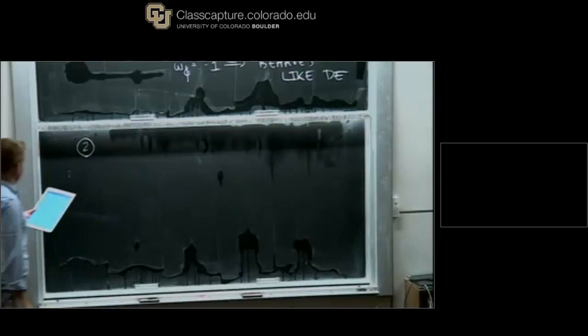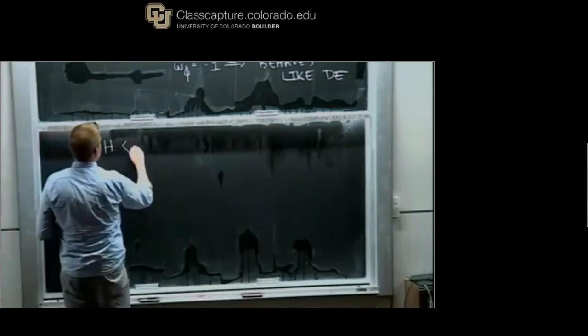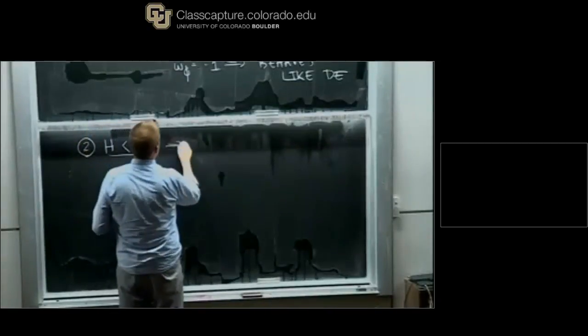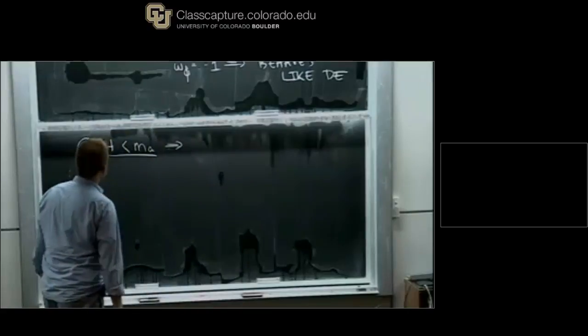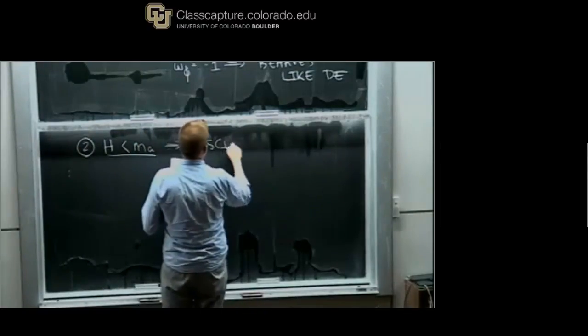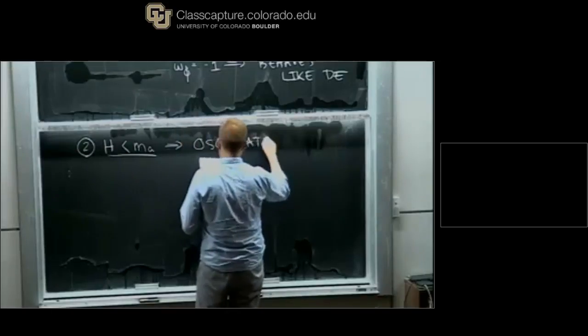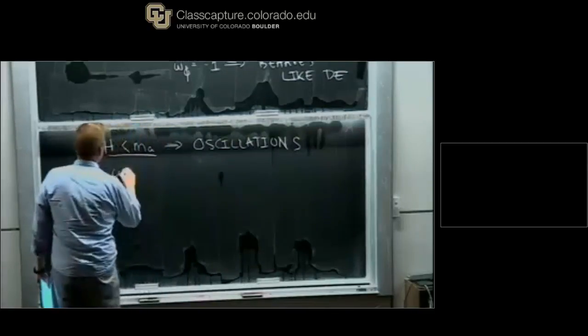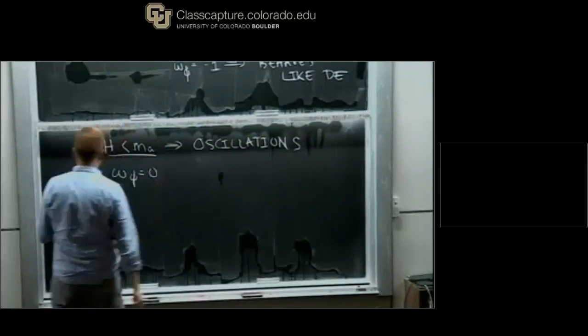The other case is if Hubble is less than the mass. Then you can ignore the middle term, and this just looks like a simple harmonic oscillator, and you get oscillations of the axion field. In this case, W phi is equal to 0.